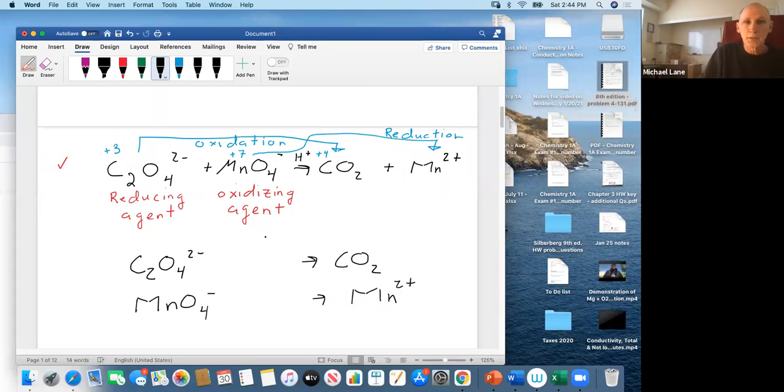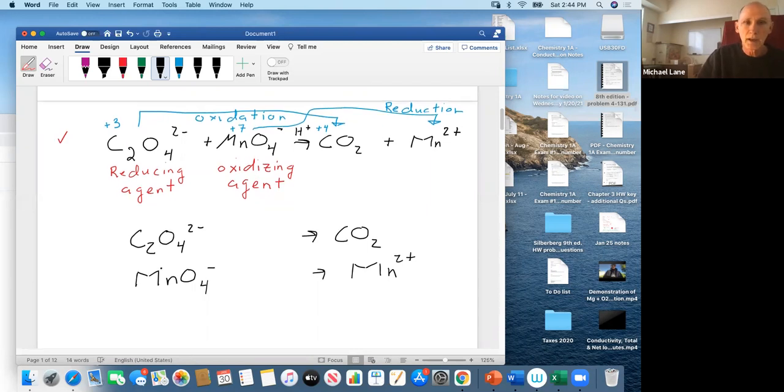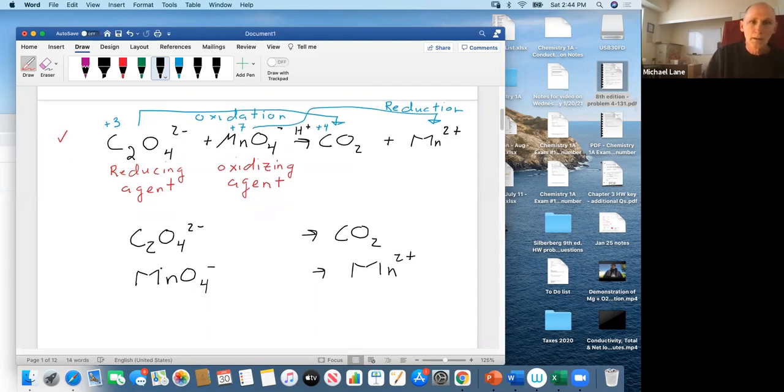Step number 3, balance the elements other than oxygen and hydrogen. Well, in this case, again, ignore oxygen. I'm balancing the elements other than oxygen and hydrogen. I see I've got 2 here. I've got 1 here. So I'll go ahead and grab a different color. I'm going to put 2 there. Here, there's 1 manganese. There's 1 manganese. I don't have to do anything.